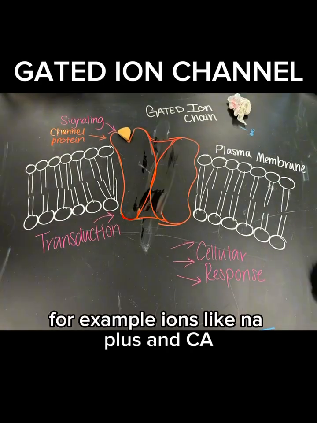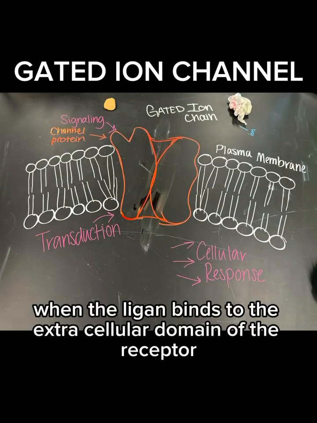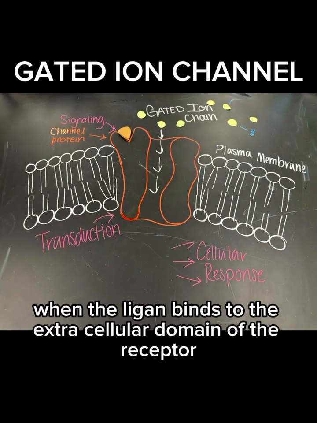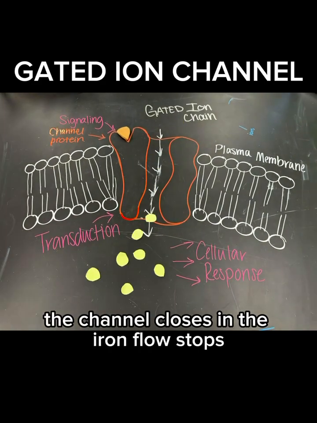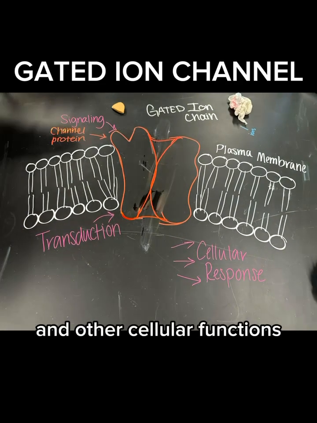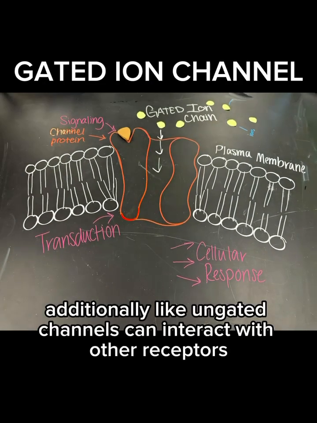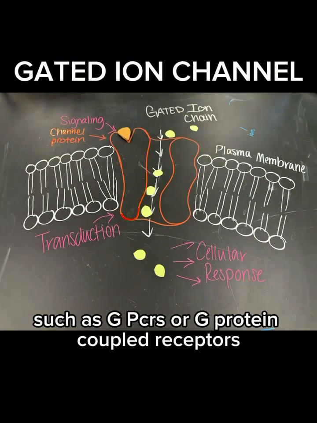For example, ions like Na+ and Ca2+ can diffuse into the cell when the ligand binds to the extracellular domain of the receptor. Once the ligand disassociates, the channel closes and the ion flow stops. This process is crucial for neuronal signaling and other cellular functions. Additionally, ligand-gated channels can interact with other receptors such as GPCRs, or G protein-coupled receptors.